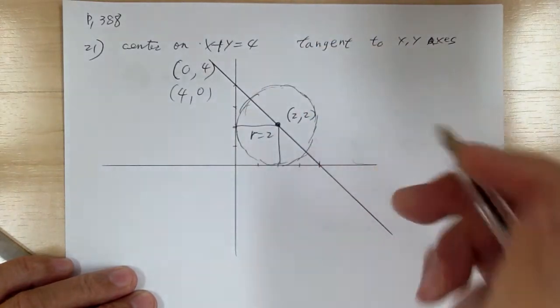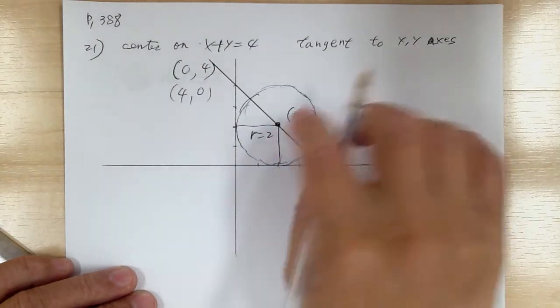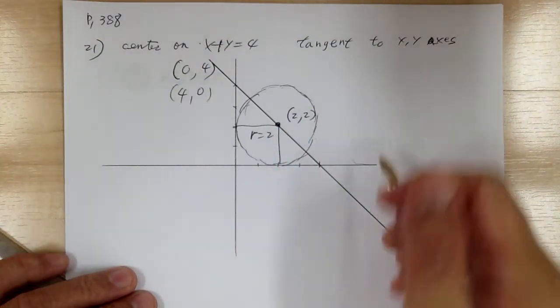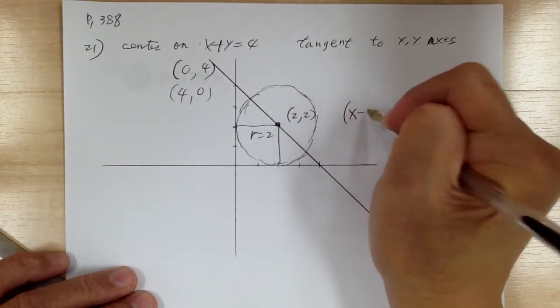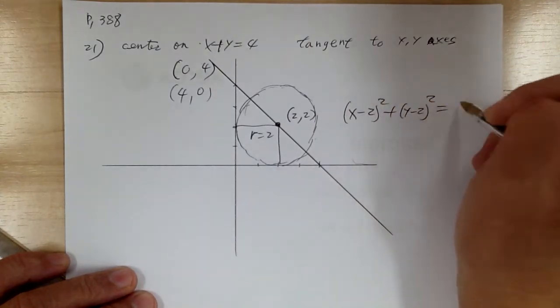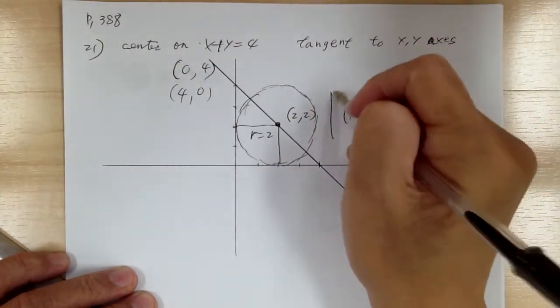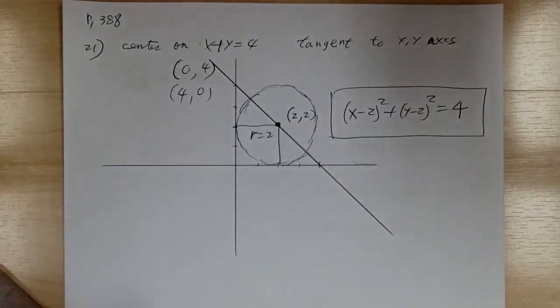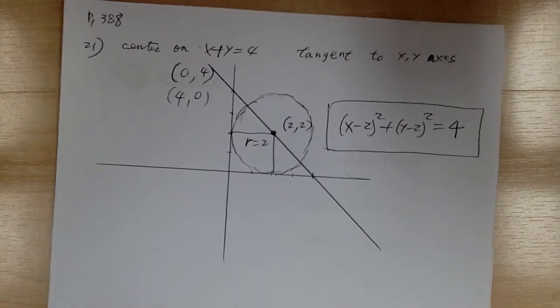Again, you got to sketch it out, look at the picture to figure it out, okay? So your equation is going to be (x minus 2) squared plus (y minus 2) squared equal to 4, okay? Okay, let's go to the next one.